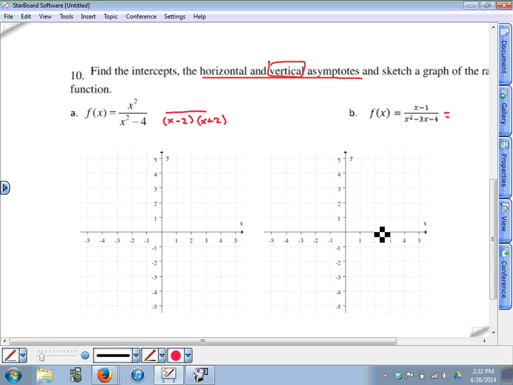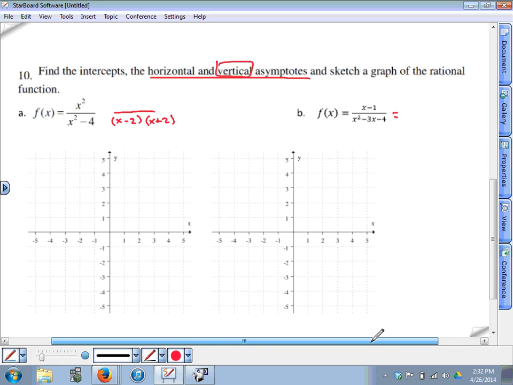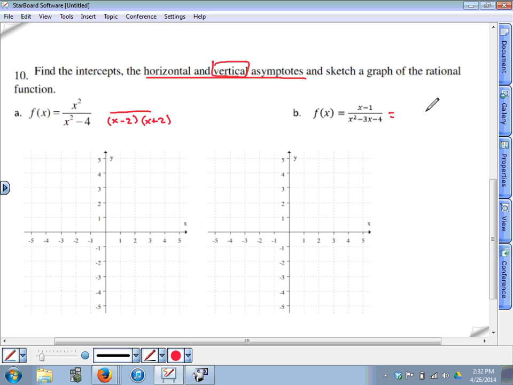On part B, I'm going to do these at the same time, part A and B, just so you can see the similarities and the differences. In part B, this would factor into x minus 4 and x plus 1. So back to part A, these factors tell you where your vertical asymptotes are going to be, because the vertical asymptotes represent domain restrictions. x can't be 2, x can't be negative 2, because you'd end up dividing by 0 in that case.